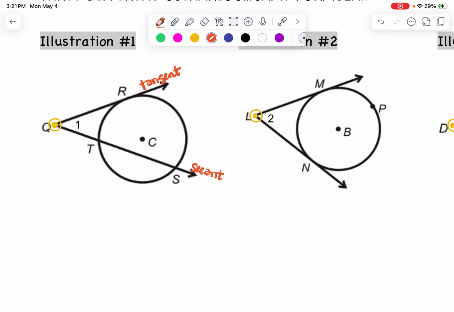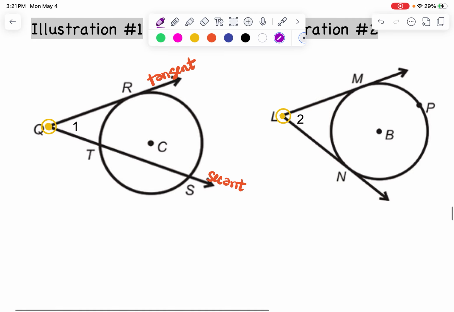Now, the reason why I want to know that is because anytime I'm dealing with a tangent, I need to find that point of tangency, which is happening there at point R. So my first arc is going to be going from R to S, right? And my second arc is going to be going from R to T.